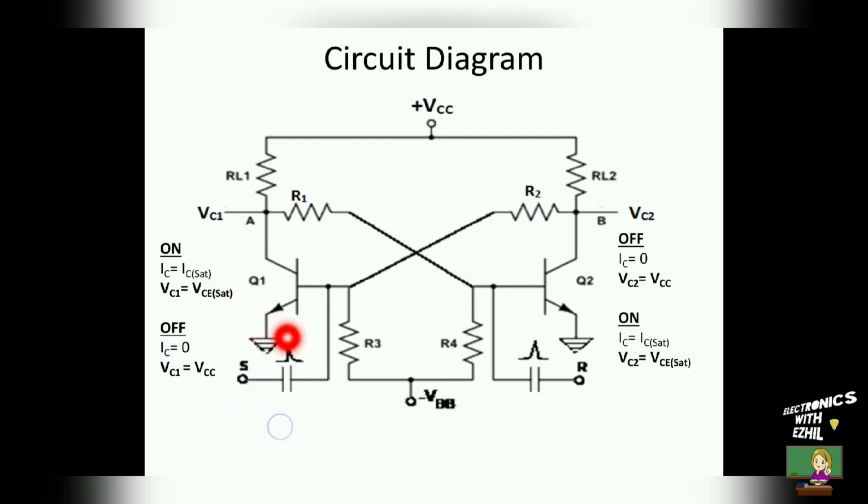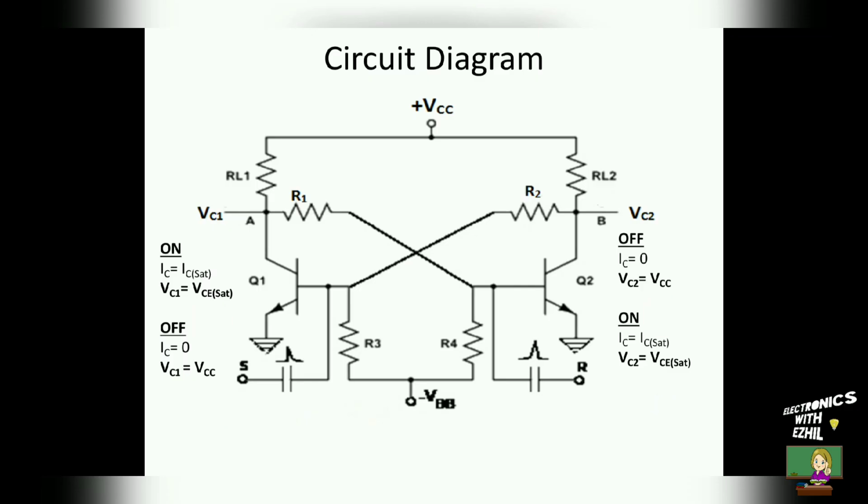Once it is off, the collector and the emitter terminals of transistor 1 are getting open circuited. So no current will be flowing through the collector terminal, so that is IC equal to 0. The voltage across the collector to emitter terminal will be VCC. This is the second stable state of the bistable multivibrator, that is Q1 off and Q2 on.